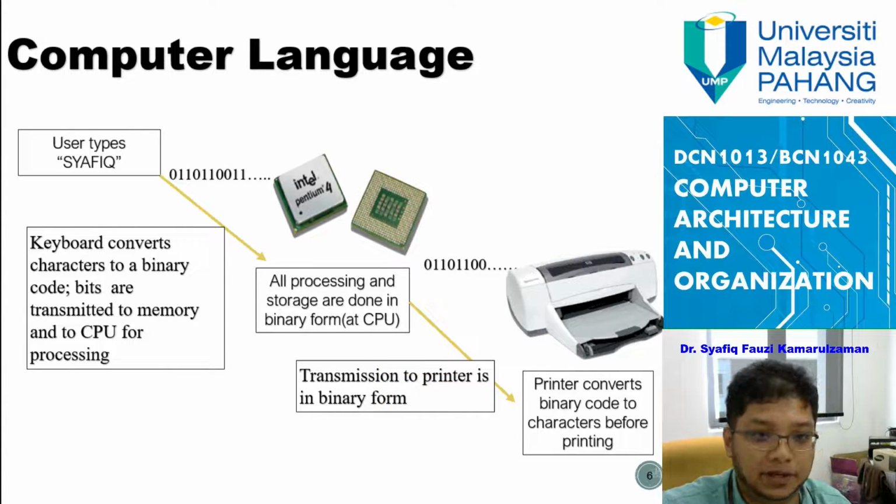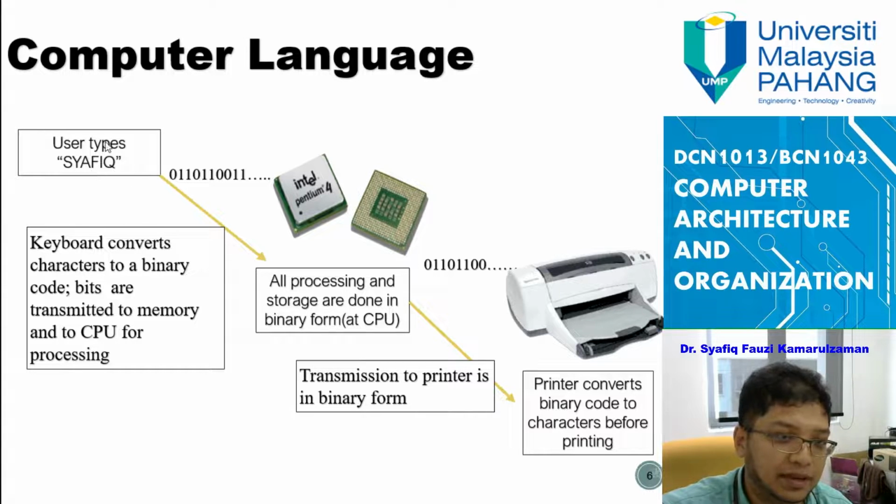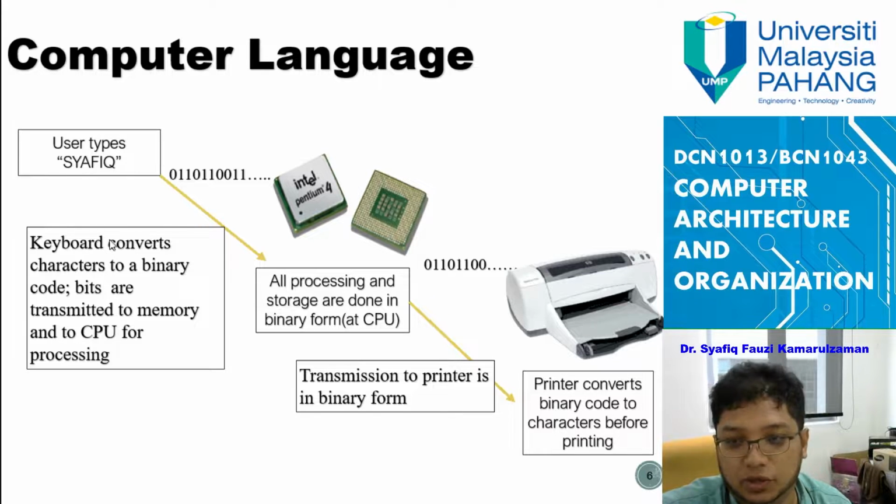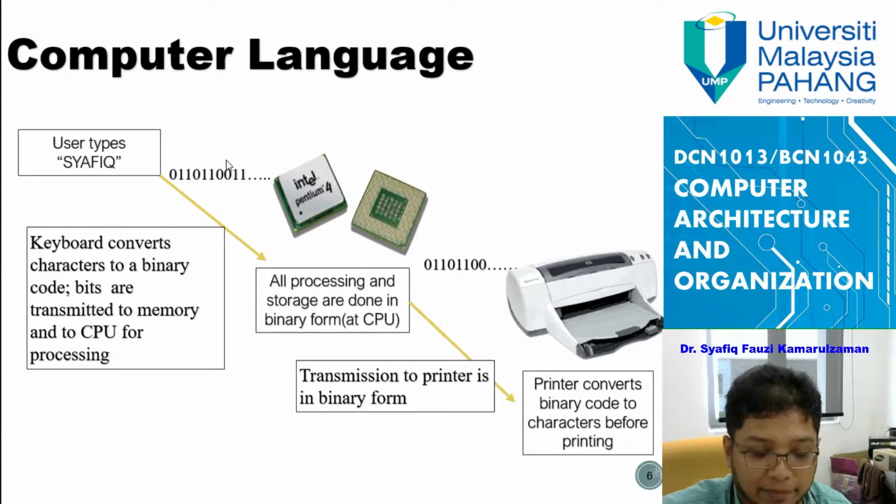As an example, you have a user type my name, Shafiq, here. The user types the name using the keyboard. The keyboard converts the characters to a binary code. This is the operation created by the keyboard. Then the codes are transmitted to the memory, and the CPU will process those codes inside the memory.